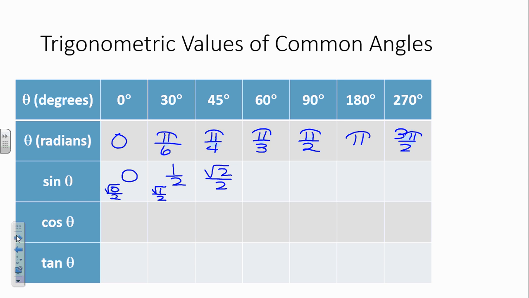The sine of 60 is the square root of 3 over 2. And the sine of 90 is the square root of 4 over 2. What's the square root of 4? 2 over 2 is 1. And just reverse it, because the cosine's a cofunction, right? And it's going to be 90 minus it. So 90 minus 90 is 0, so the cosine of 90 is the same as the sine of 0.